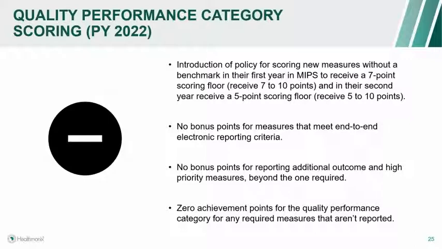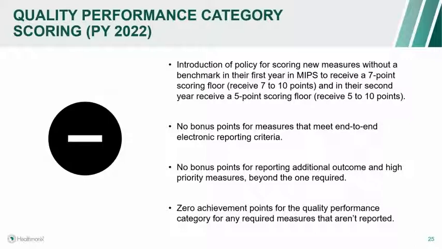So for the quality performance category scoring in 2022, there is a new introduction of a policy for scoring new measures without a benchmark in their first year in MIPS to receive a 7-point scoring floor. So it will receive between 7 to 10 points. And then in the measure's second year, receive a 5-point scoring floor. So from 5 to 10 points.